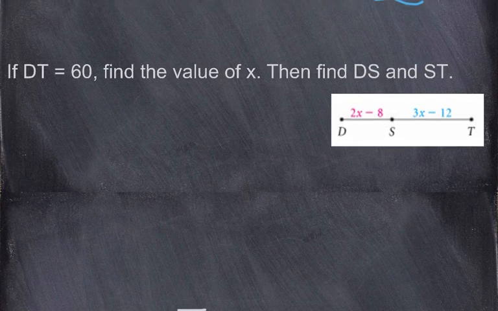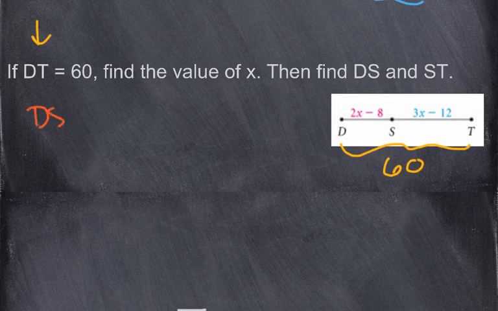Here it says if DT, and notice again there's no segment sign above DT because we are talking about the actual number value, the length of DT is 60. So therefore this whole length is 60. We need to find the value of x, then find DS and ST. So we use the segment addition postulate. So we can say DS plus ST is equal to DT.